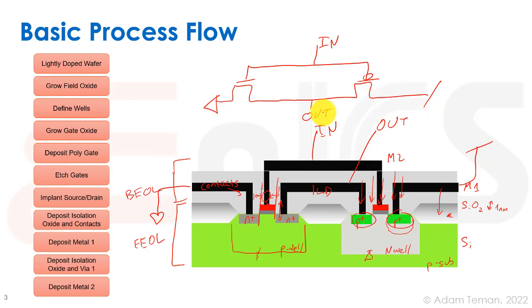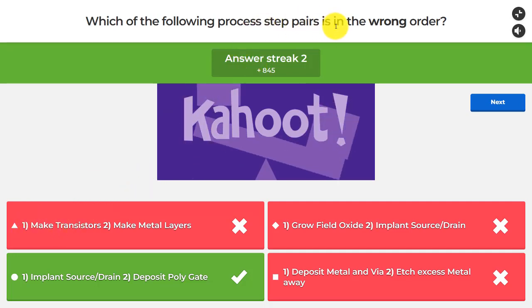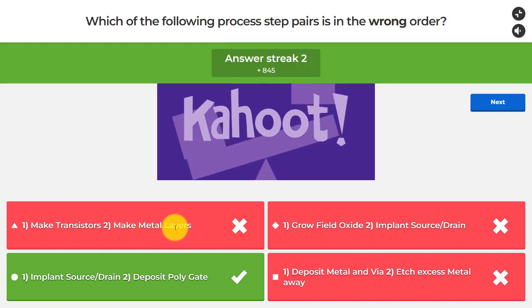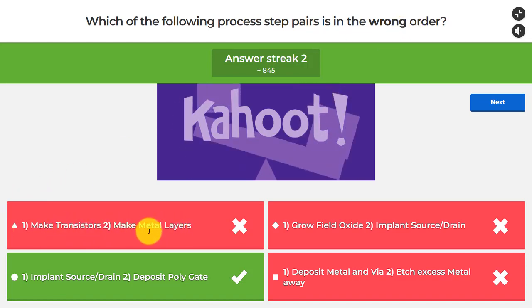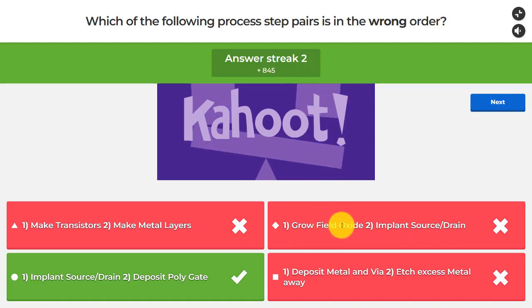So let's go back to our Kahoot question and see why that was the right answer. Which of the following process pairs is in the wrong order? Do we first make transistors and then make the metal layers? Yes, this part is the front end of the line, and this part is the back end of the line. Do we grow the field oxide and then implant the source and drain? Yeah, we saw that growing the field oxide is isolating between the active areas, and that's something we do really early along. And later on, we implant the source and drain in a self-aligned process around the gates.